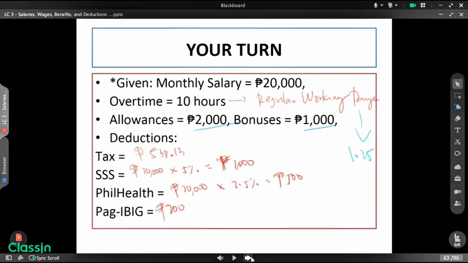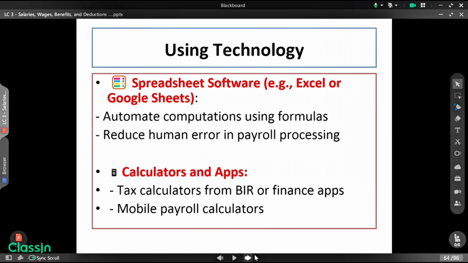Okay, so in using technology, we can use Excel or Google Sheets to automate the computations using formulas and to reduce human error in payroll processing. And for the calculators and applications, we can use a tax calculator from BIR and the mobile payroll calculators also. And when it comes to SSS, it's not yet updated. That's why I didn't show it to you.